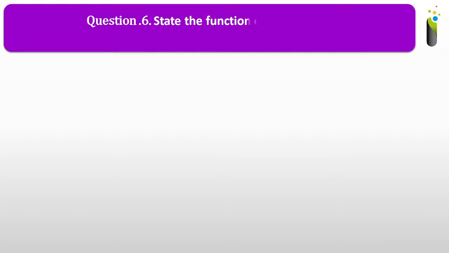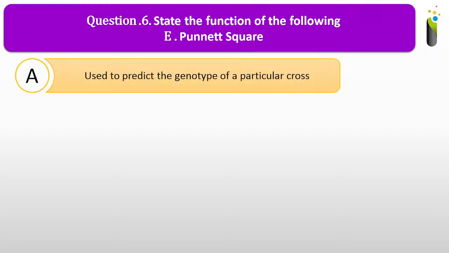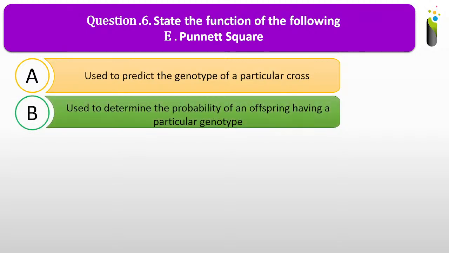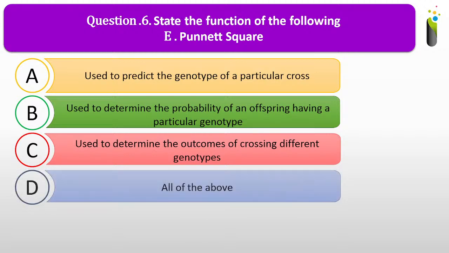Question 6. State the function of E, that is Punnett square. A. Used to predict the genotype of a particular cross. B. Used to determine the probability of an offspring having a particular genotype. C. Used to determine the outcomes of crossing different genotypes. D. All of the above.